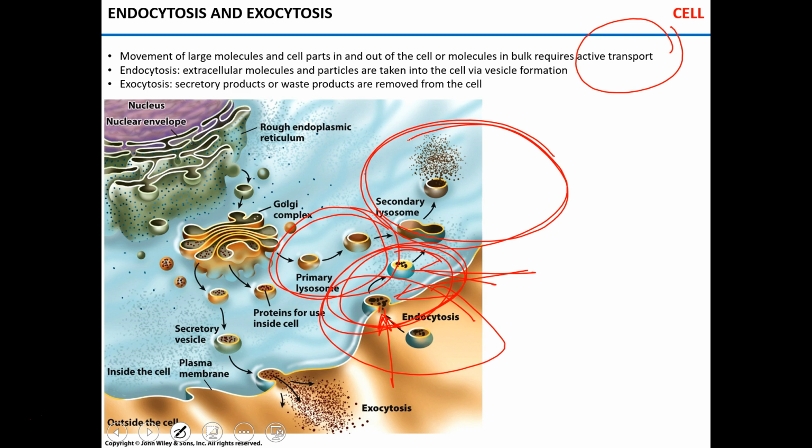When a cell needs to secrete something, it uses exocytosis. Okay, here you can see a secretory vesicle, which reaches the cell membrane, fuses with the cell membrane, and releases its content outside the cell.